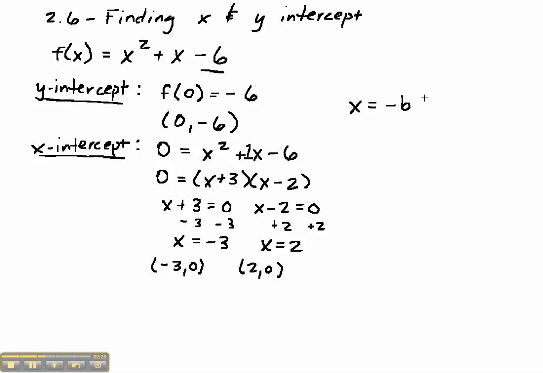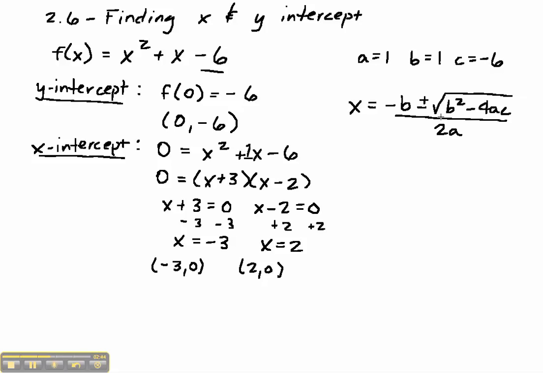Quadratic formula is negative b plus or minus the square root of b squared minus 4ac, divided by 2a. Now in our problem, in our function, a is equal to 1, b is equal to 1, and c is equal to negative 6. So we're just substituting these values into the formula. B is equal to 1, so that's negative 1 plus or minus the square root of 1 squared minus 4 times 1 times negative 6, divided by 2 times 1.